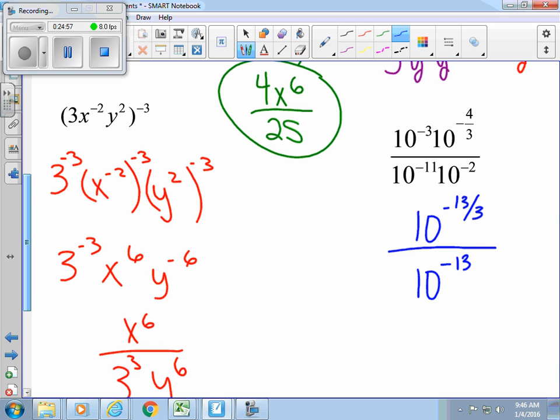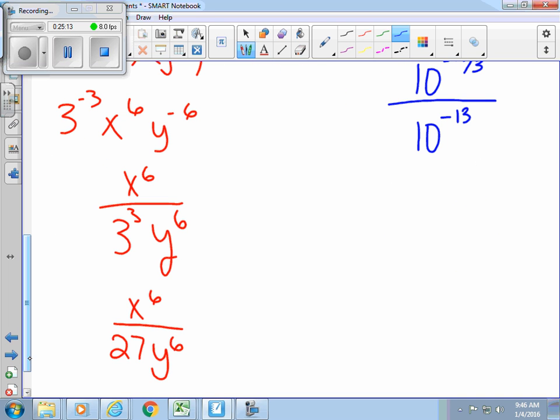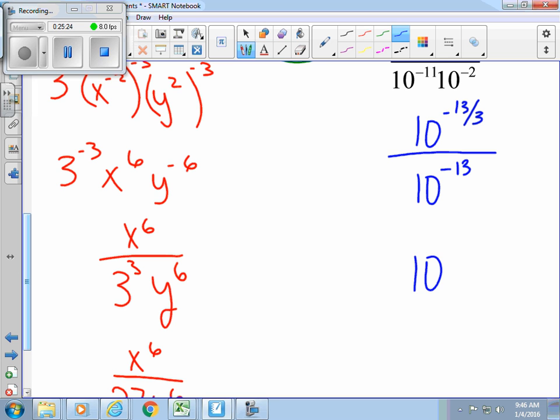Okay, so I'm going to now subtract these two, right? Negative 13 thirds minus negative 13. Negative 13 thirds minus negative 13, which is like plus 13. Which is? No. Follow a rule. Follow a rule.